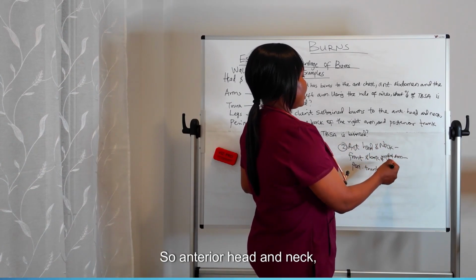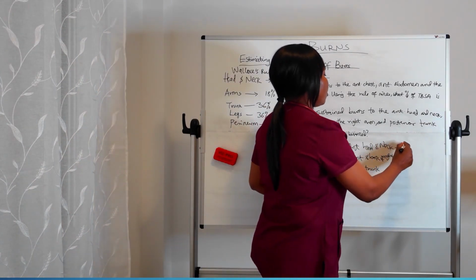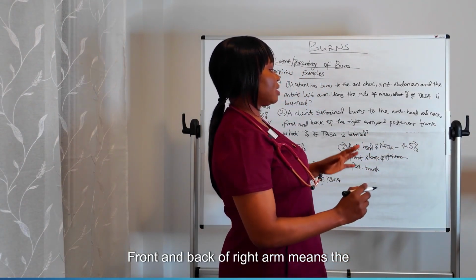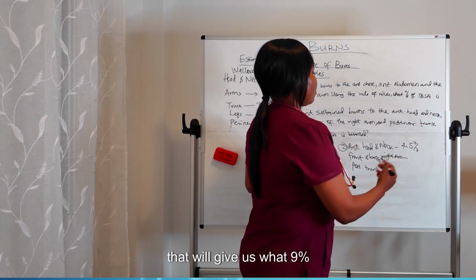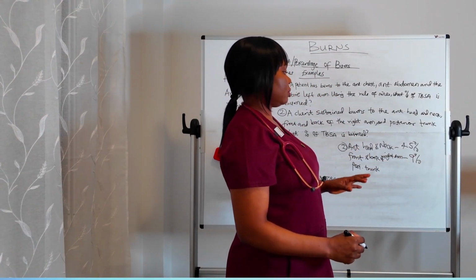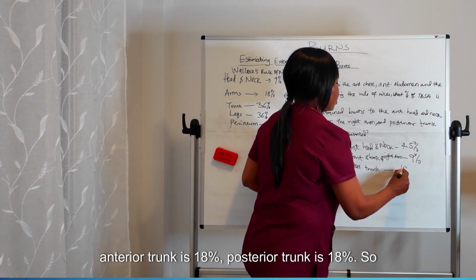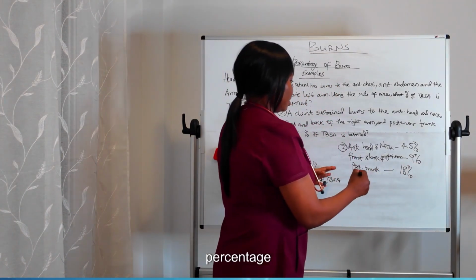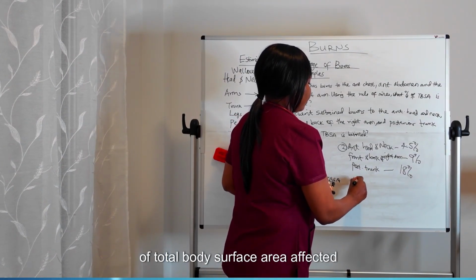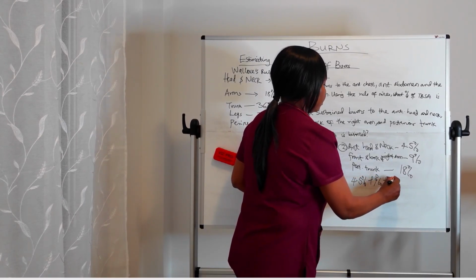So anterior head and neck, since the entire head and neck, both anterior and posterior, is 9%, this will give us 4.5%. Front and back of right arm means the entire right arm. That will give us what? 9%. Posterior trunk. Remember, anterior trunk is 18%, posterior trunk is 18%. So the total percentage of total body surface area affected is 4.5% plus 9% plus 18%.